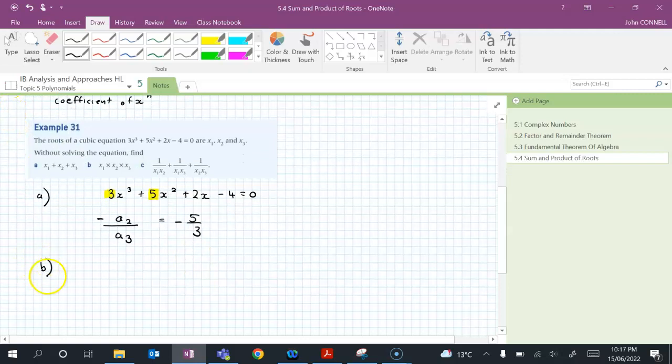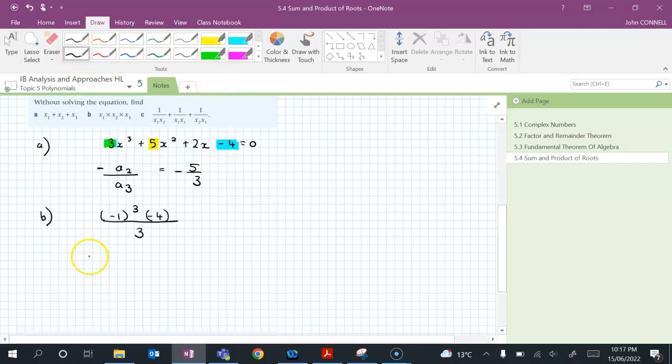The product, well, that will be minus 1 to the power of 3. Remember, for odd it will be negative. And then it was a_0, so it's the term on its own without an x. So that's negative 4. You've got to take the sign in front. You can't just take the number. And then we divide it by the leading coefficient, so dividing that by 3. Now negative 1 to the power of 3 is negative 1, so it'll be negative 1 times negative 4 on 3, which gives me 4 on 3.